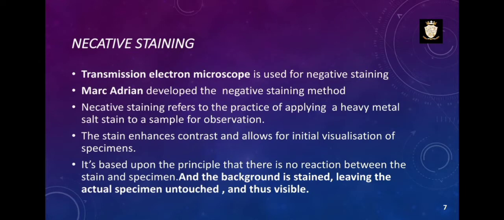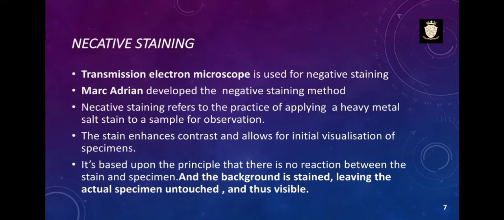So next, negative staining. Negative staining is a staining method. There are two kinds of staining, positive staining and negative staining. Through staining, we get the image in a colored manner, that is, a clear picture of the image through the electron microscope. The negative staining method is used in the transmission electron microscope.